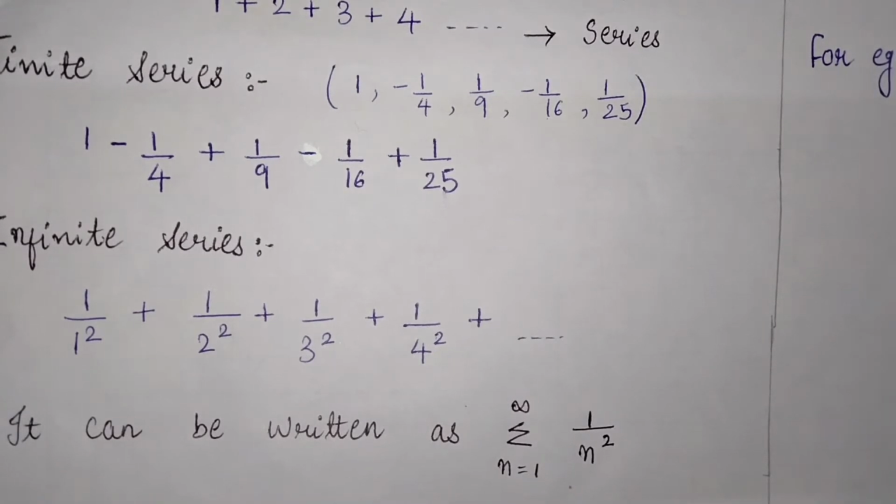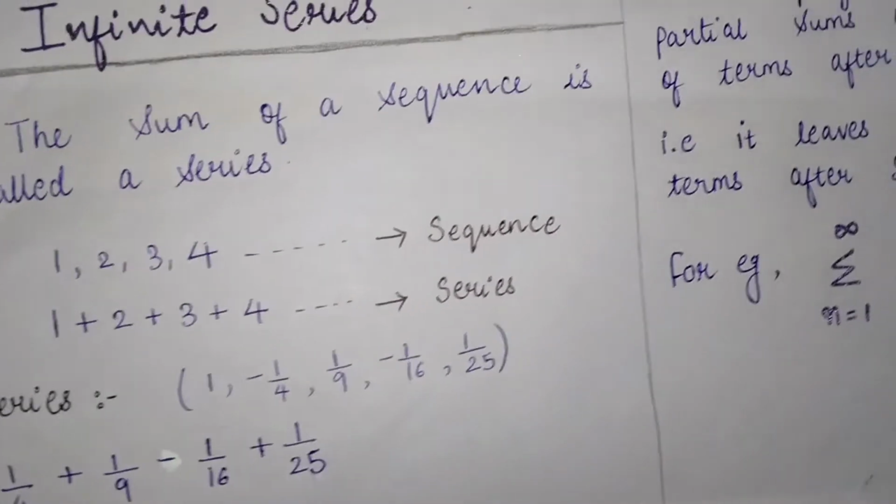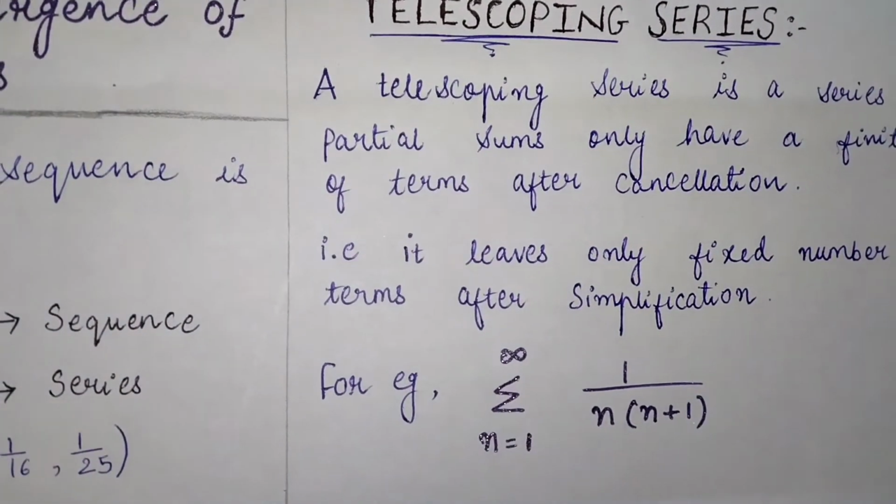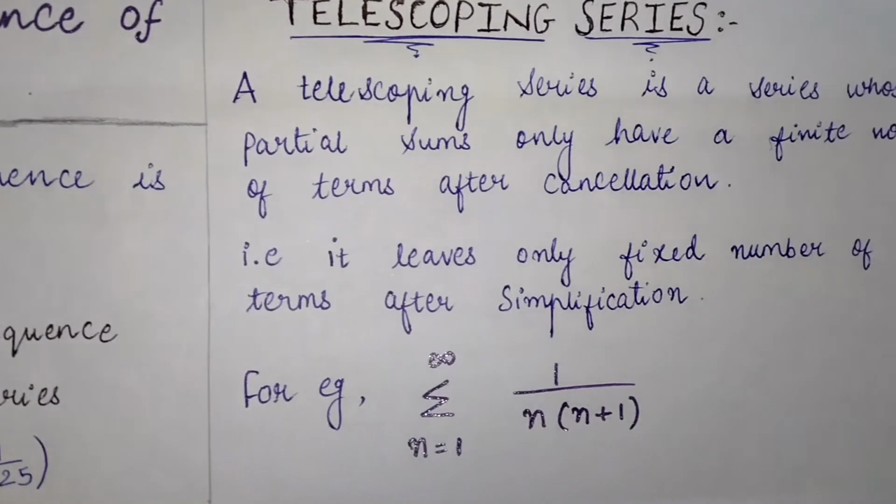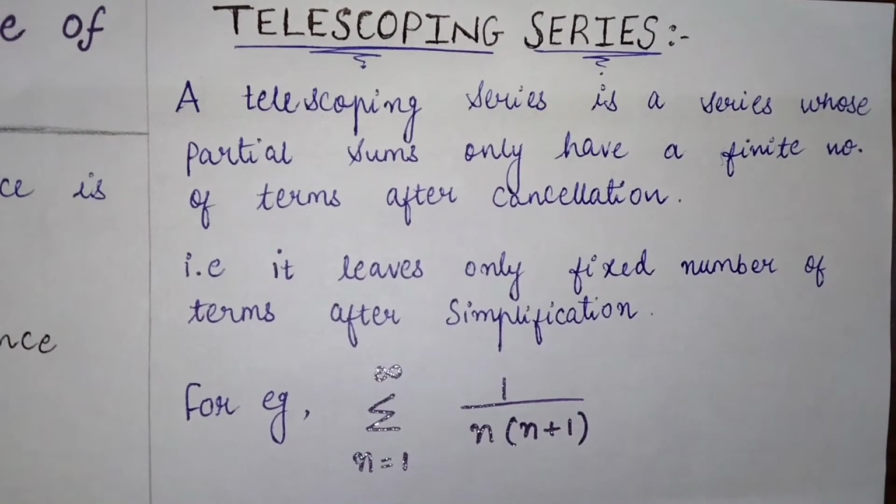Okay. So now moving towards telescoping series. What is meant by telescoping series? A telescoping series is a series whose partial sums only have a finite number of terms after cancellation. That is, it leaves only a fixed number of terms after simplification. Telescoping series means whenever you solve any example or question, the terms will get cancelled and only a finite number of terms will remain at the end.